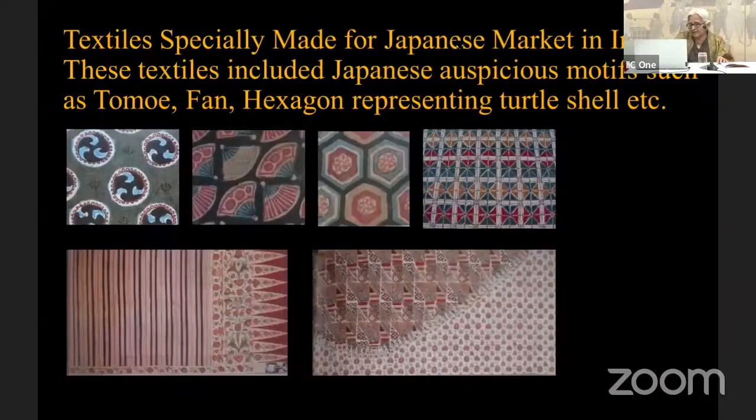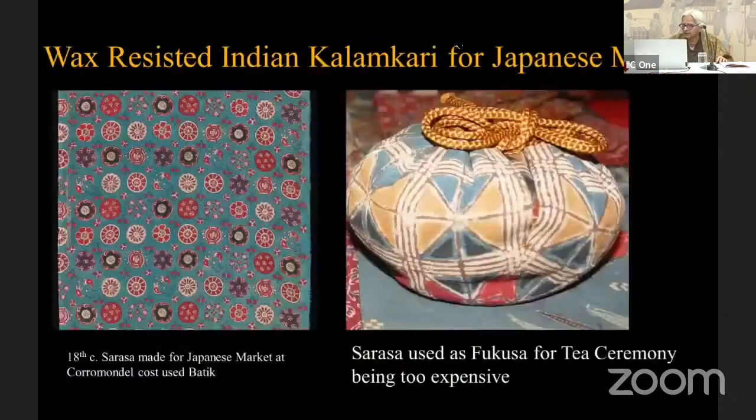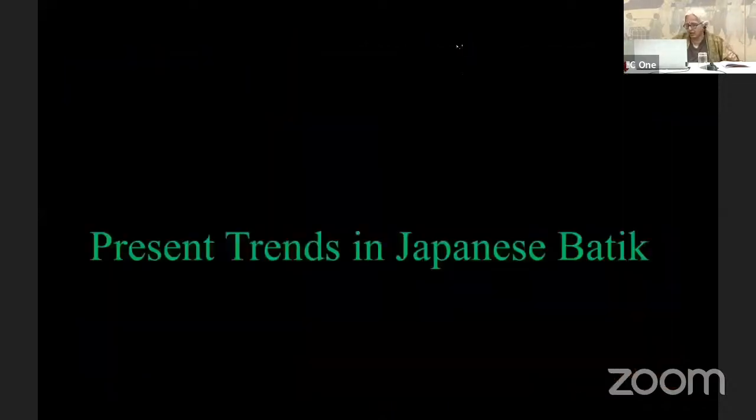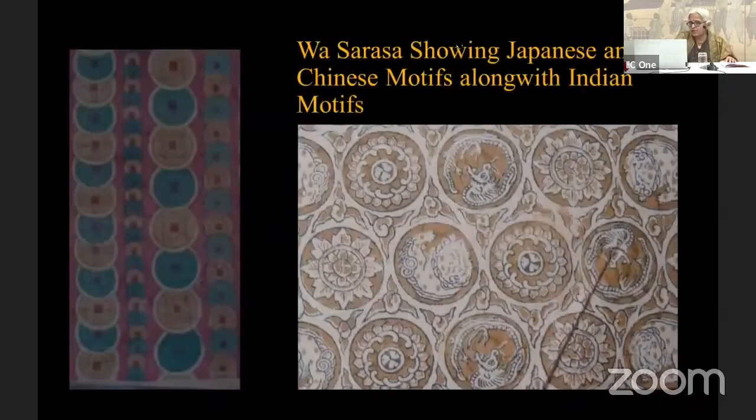And this is a typical influence. The below one that you can see is a typical influence of making pieces together because they didn't have the materials. Okay, these are the wax resisted Indian kalamkaris for the Japanese market, and that is Sarasa, because the Portuguese sold it so expensive that nobody could buy one. So the Japanese cut it up and made clothes. And this is Wasarasa, made by copying Indian Sarasa. This is an Okane motif, and these are other motifs from mixing of lotus and Chinese and Japanese motifs.